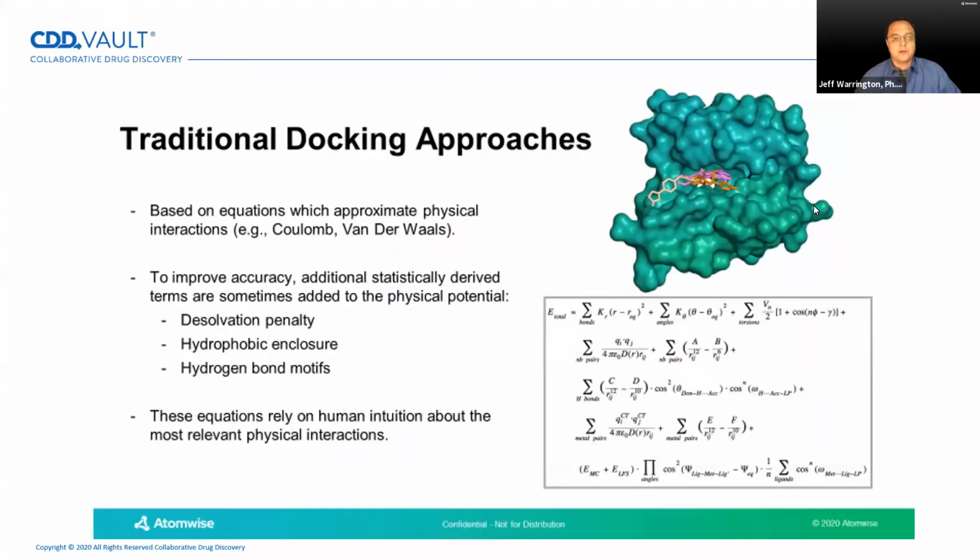At Atomwise, we focus on structure-based drug design using AI algorithms. I want to compare and contrast that to traditional, for example, docking methods, that use a lot of complex equations to estimate binding affinity of small molecules to targets of interest. These equations are highly complex and have a lot of assumptions built in with statistically derived terms added in. At the end of the day, the equations do rely on a lot of human intuition to ascertain the most relevant physical interactions. So this is a compare and contrast to traditional statistical methods. Next slide, please.